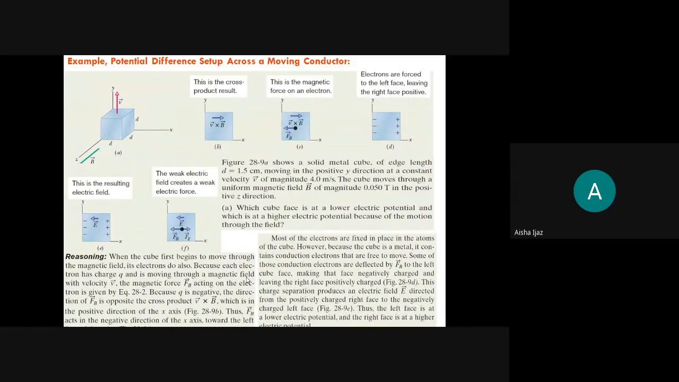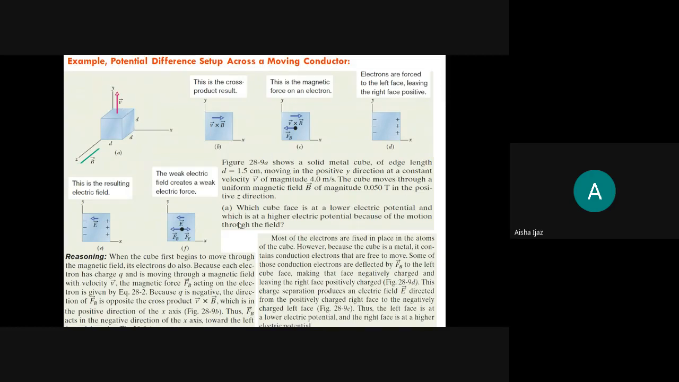This is example one from your book. You have seen here a cube placed at the origin. The figure shows a solid metal cube. Since it's a metal, obviously the electrons are moving, so we don't need to be told which particle moves. The cube has edge length d, which is 1.5 centimeters, and moves in the positive y direction at a constant velocity of 4 meters per second. So basically the velocity and B will tell you where the deflecting force will act.